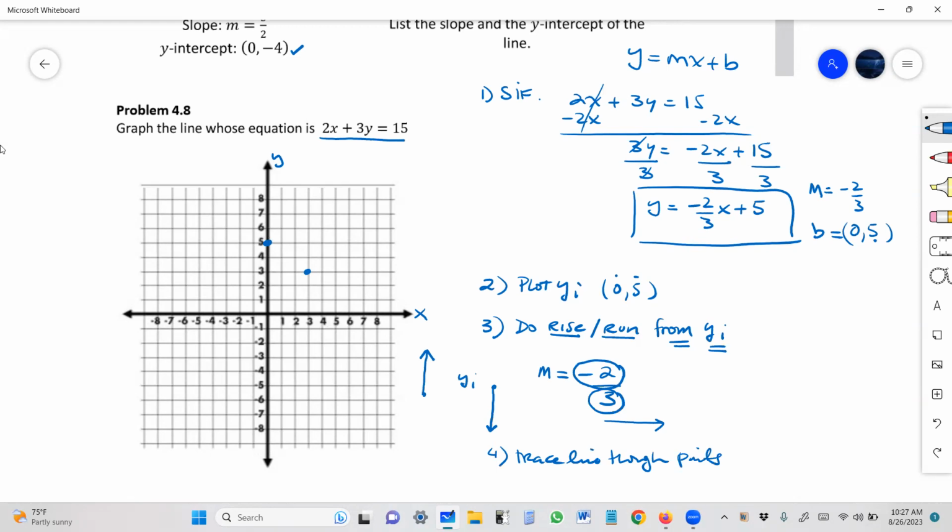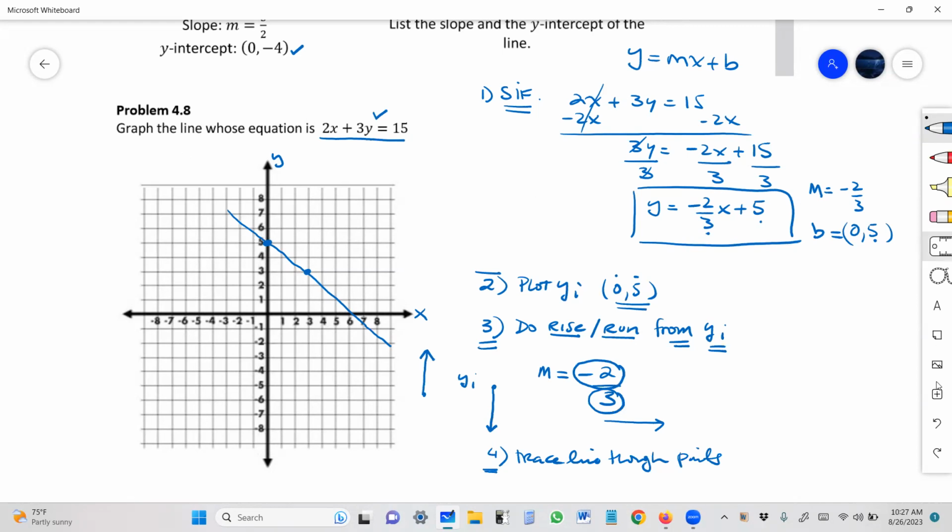So I'm going to try to do my best to do a straight line. And this is the equation of this line right here. That's all you have to do, 3 steps or 4 steps. First, put the equation in slope-intercept form if it's not already. Find the slope and y-intercept. 2, plot the y-intercept. 3, do rise over run. And then 4, trace a line through those 2 points. Okay, and then you have the equation of the line.